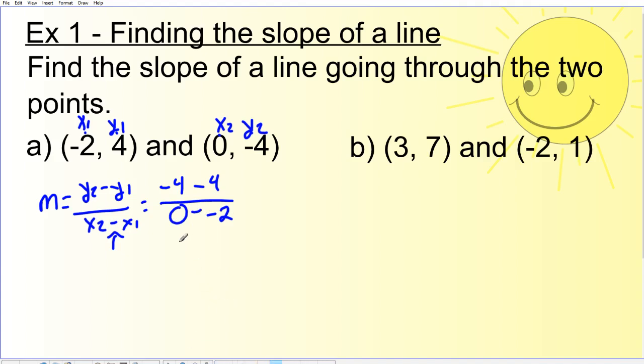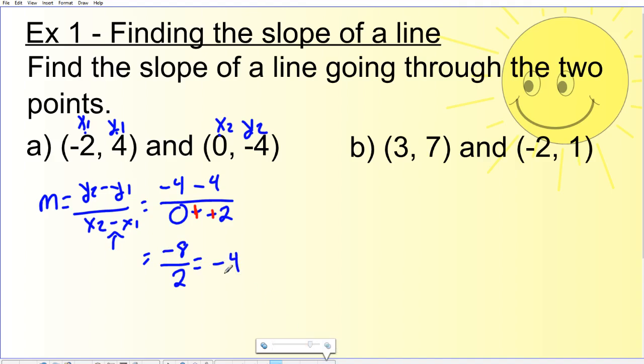Now, from here, if I just do this little bit of math, I'm done. I do the math on the top, I do the math on the bottom, and I simplify my fractions. So negative 4 minus 4 is negative 8. 0 minus negative 2, we could do by hand going keep, flip, change. So now it becomes 0 plus a positive 2, which is 2. And then we simplify the fraction. So negative 8 over 2 is equal to negative 4.